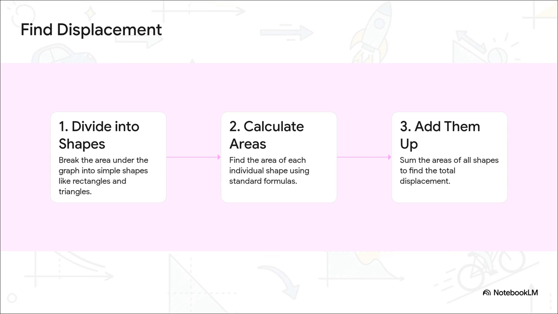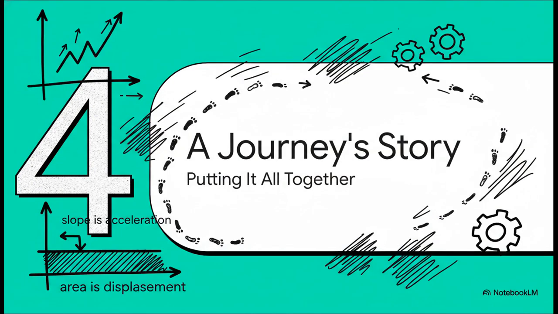All you have to do is break down that space under the line into simple shapes you already know, rectangles, triangles. Then you just find the area of each of those little shapes, add them all up, and boom, you've got the total displacement. Okay, so we have our two secrets. Slope is acceleration and area is displacement. We've got our new superpowers. Now let's combine them and actually read the complete story of a journey, all from a single graph.